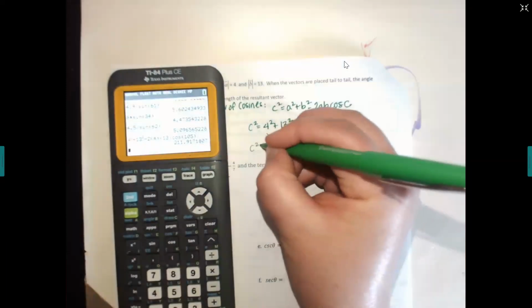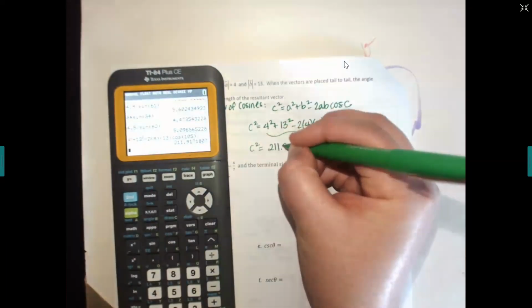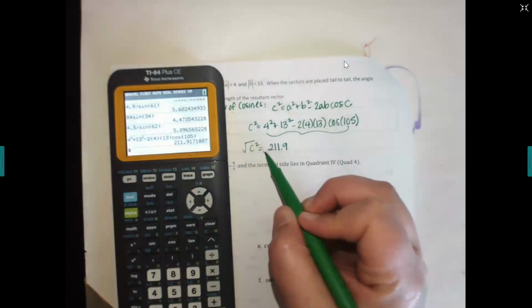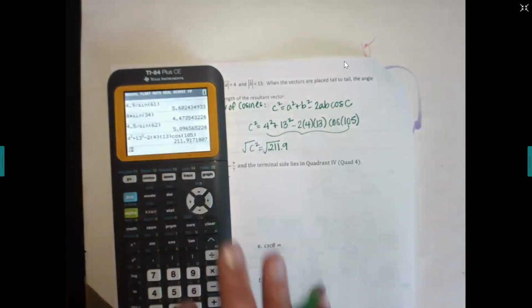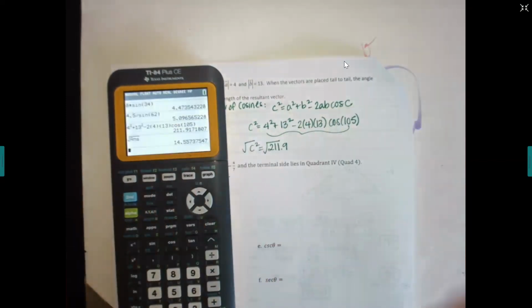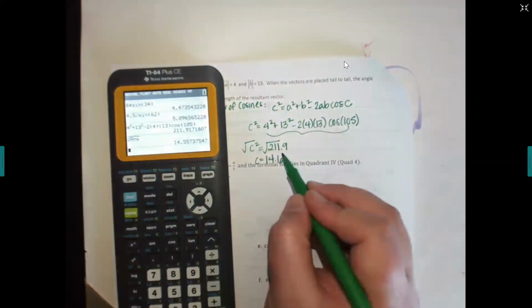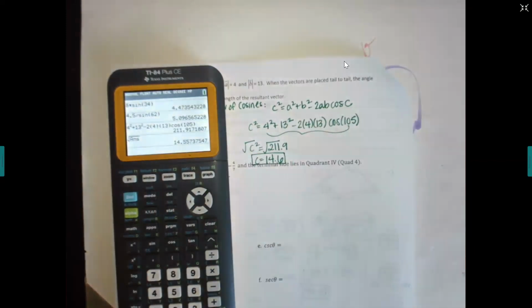I get C squared equals 211.9. And then notice that's C squared, not C. So I'll have to go back and take the square root. And I got 14.6. Okay, so remember, law of cosines is when you don't have a letter that you know the angle and the side. Okay.